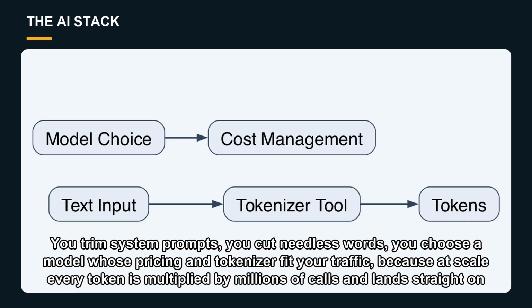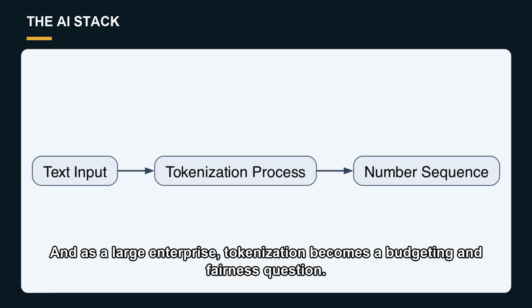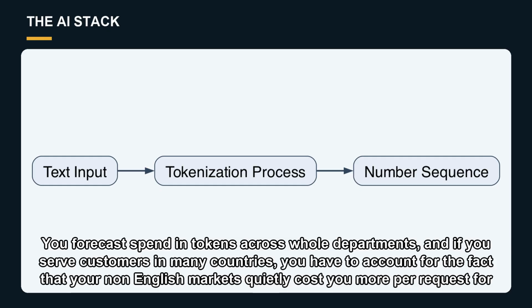As a startup building on top of a model, tokenization is something you actively manage. You trim system prompts, you cut needless words, you choose a model whose pricing and tokenizer fit your traffic, because at scale, every token is multiplied by millions of calls and lands straight on your cloud bill. And as a large enterprise, tokenization becomes a budgeting and fairness question. You forecast spend in tokens across whole departments, and if you serve customers in many countries, you have to account for the fact that your non-English markets quietly cost you more per request for the very same feature.